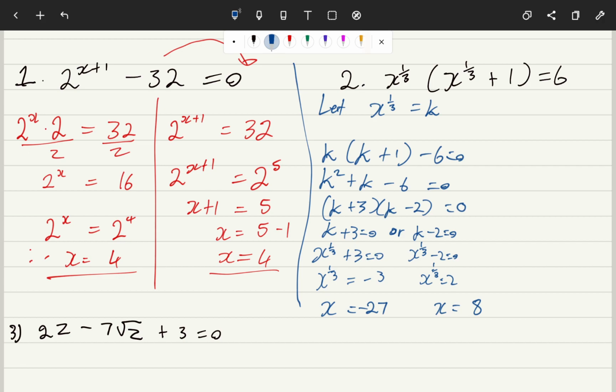Should we verify? Cool, let me verify the answer. So it's 8, so that's 2 cubed. Yeah, that will be the answer.